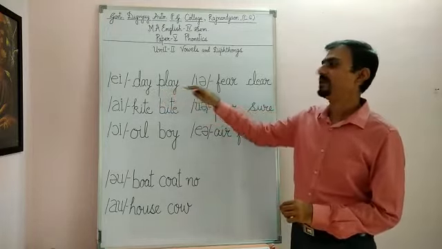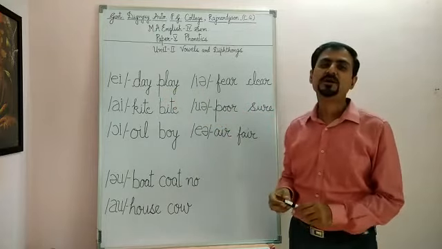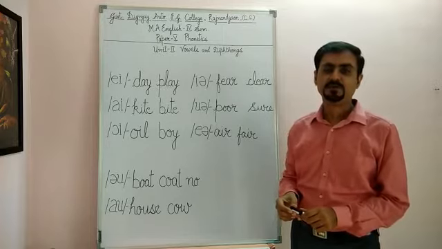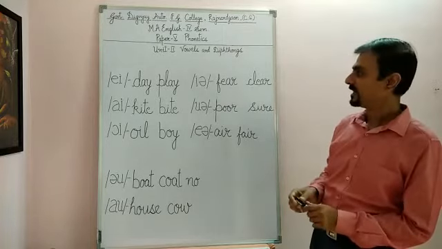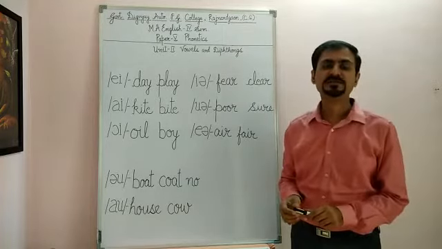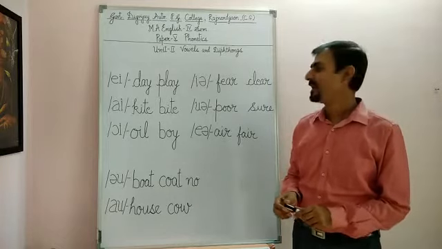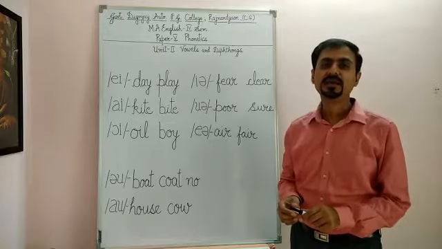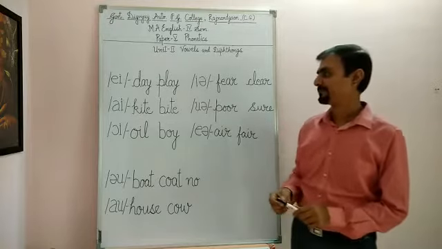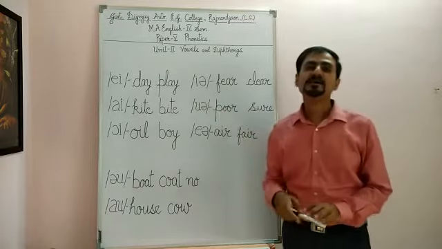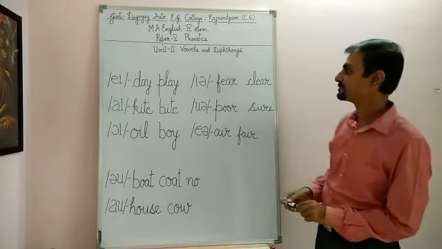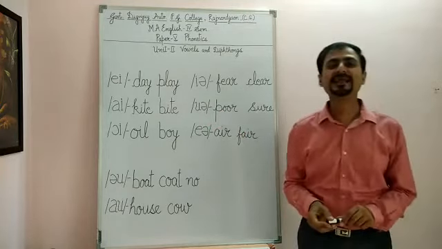D-A-Y, P-L-A-Y. We generally pronounce these words as day and play. But correctly, they are to be pronounced as day and play. A as in day, A as in play. A as in say, A as in may, A as in clay.